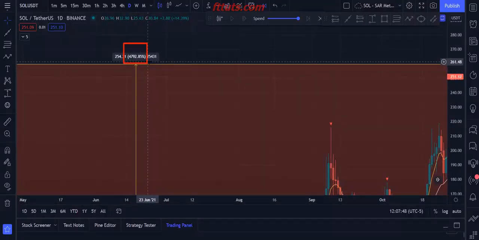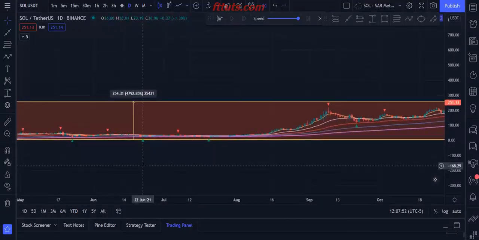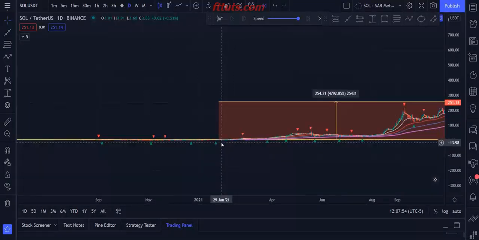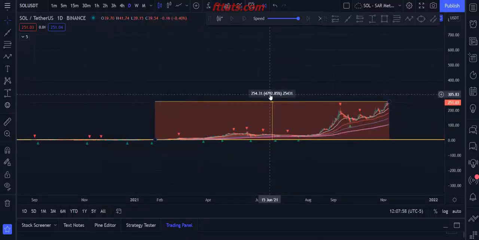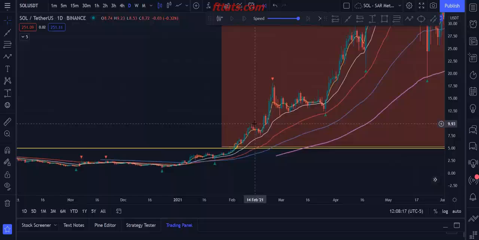4,792% increase from the point that we had Confluence and I got in, right? So this means almost 50x profit. Obviously, this does not happen every day. So this is why I'm after the 10x profits, not the 50x profits. But it's just to show you that when you have Confluence, the chances are that it is going to go up. Now, how much is it going to go up?